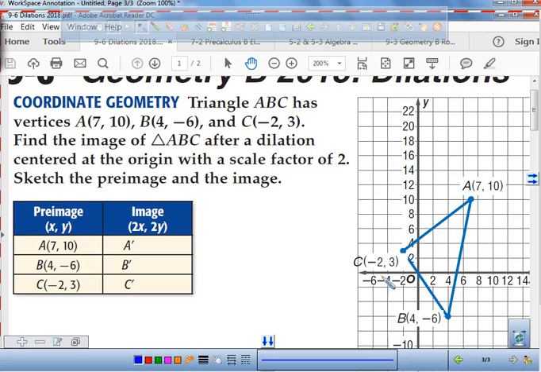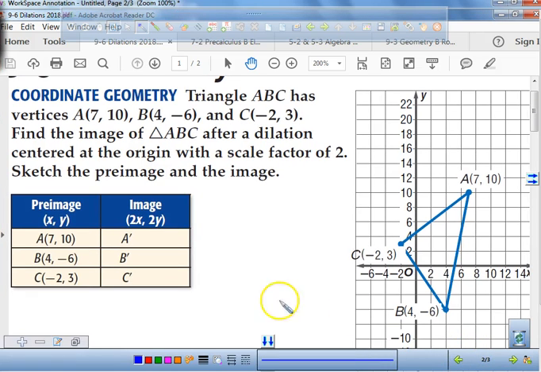Dilation is the one transformation that changes the size. Not the shape of it, but the size of the shape. So if you have a triangle, you'll be making either a bigger triangle or a smaller one that will be similar. So if you would look right here at this problem, it says this has been dilated by a scale factor of 2.